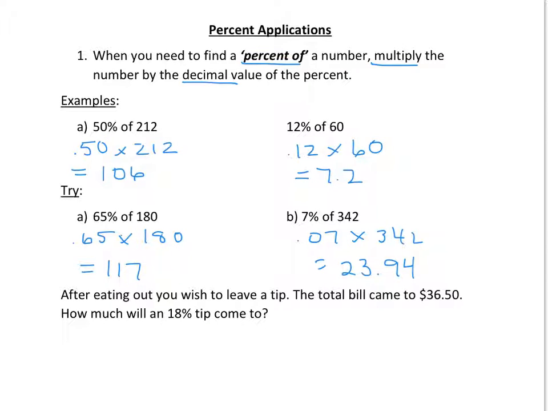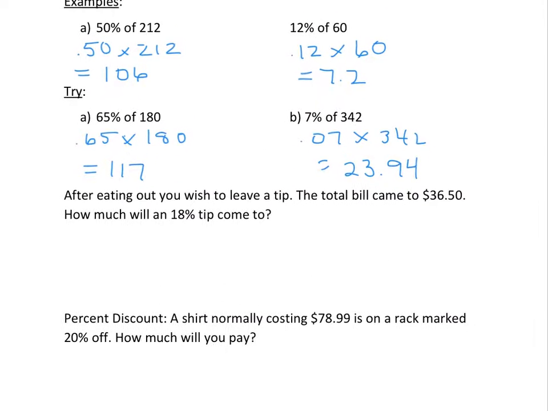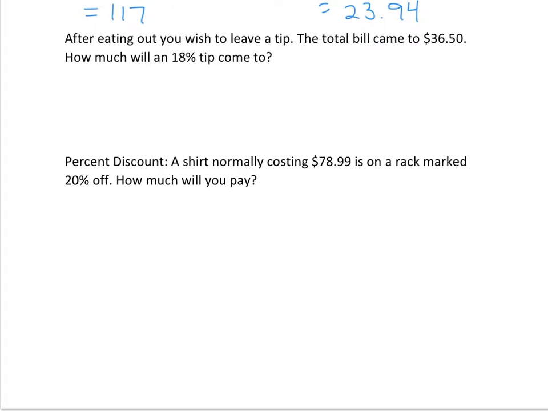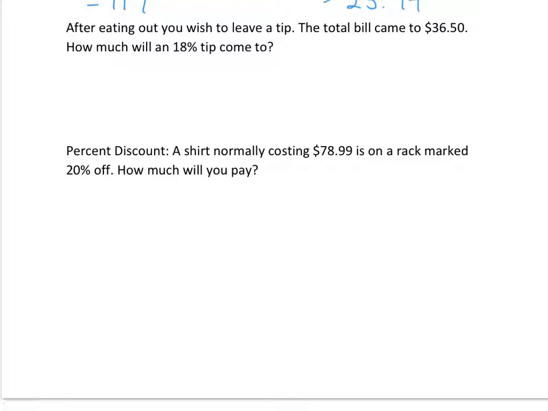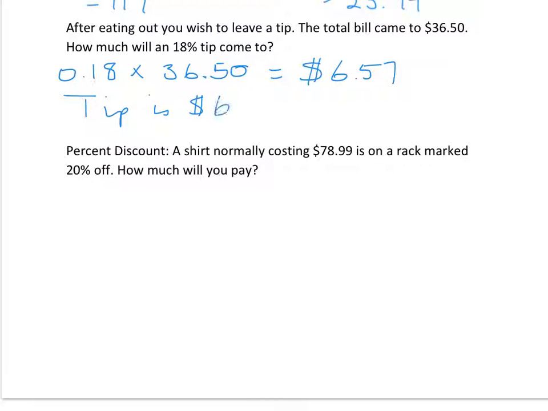Okay, and here's another example. After eating out, you wish to leave a tip. So the total bill came to $36.50. How much will an 18% tip come to? So if you are going to do this with cash rather than a credit card where the machine does the calculation for you, turn your percent into a decimal and multiply by the value, so $36.50, and that comes to $6.57. So the tip is $6.57.